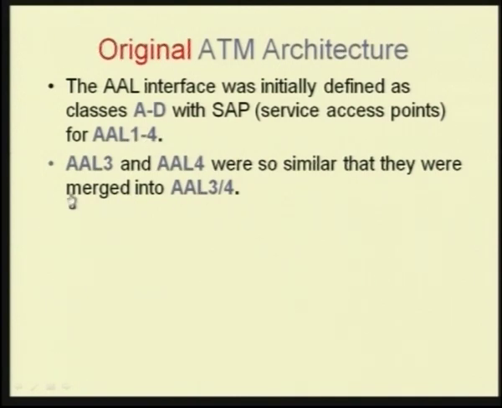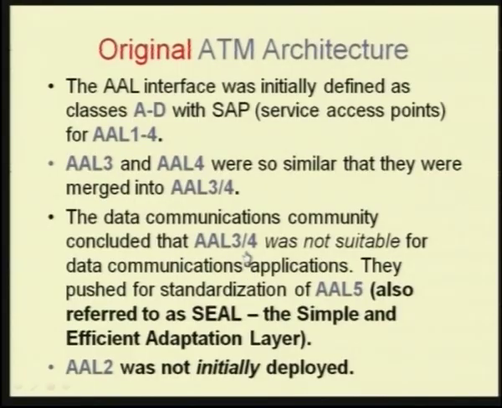Out of these, AAL 3 and AAL 4 were so similar that they were merged into an AAL 3/4. Finally, the data communications community concluded that AAL 3/4 was not suitable for data communications applications, so they pushed for a different standardization. They came up with another one called AAL 5, also referred to as SEAL, a simple and efficient adaptation layer. AAL 2 was not initially deployed.